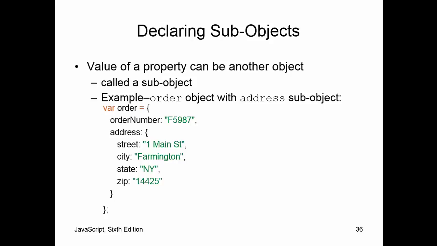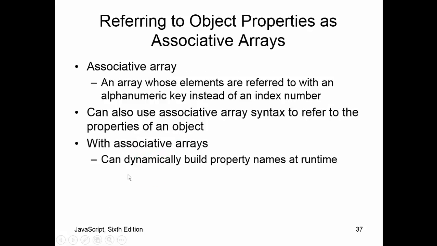So you could have an object like this that contains another object inside of it. So here's an order object that contains an order number, then another object inside of it called address, which is made up of street, city, state, and zip. Again, most of this stuff is only limited by your own imagination.